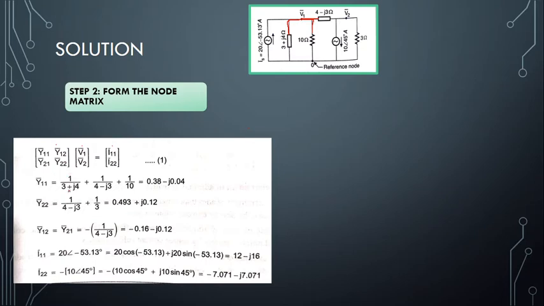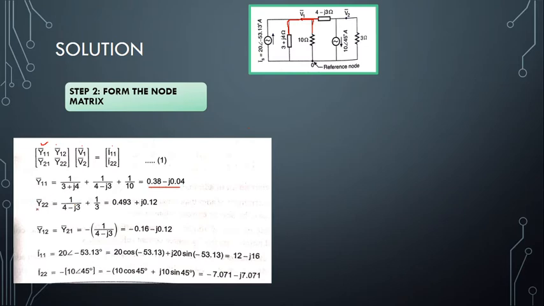So it will be 1 by 3 plus J4, plus 1 by 4 minus J3, plus 1 divided by 10. So we are considering all the impedances that are connected to this point V1. That is what we call the Y11 value. So once again, you can use the complex mode in your calculator to find 1 by 3 plus J4 plus 1 by 4 minus J3 plus 1 by 10. We will get this particular answer.